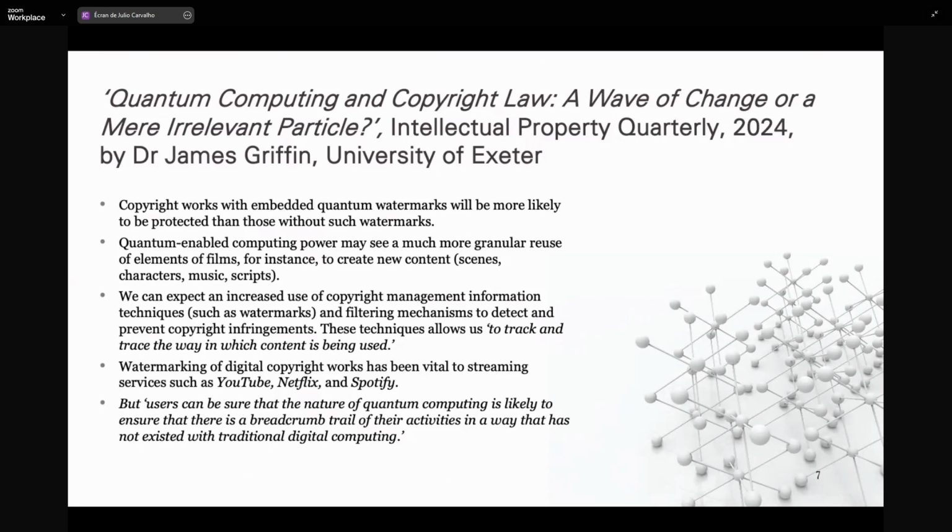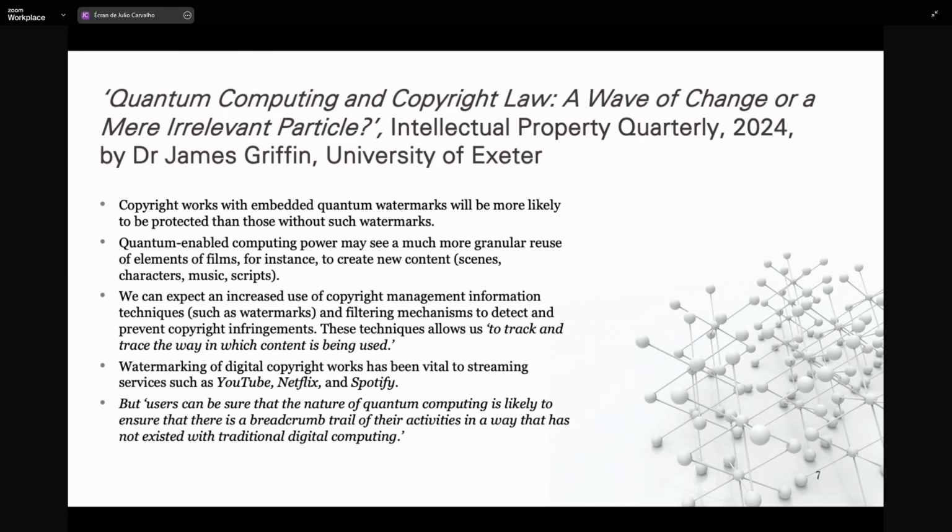So copyright works with embedded quantum watermarks will be more likely to be protected than those without such watermarks, because quantum-enabled computing power may see a much more granular reuse of elements of films, for instance, to create new content, scenes, characters, music, scripts, and we can expect an increased use of copyright management information techniques, exemplified by watermarks and filtering mechanisms, to detect and prevent copyright infringements.